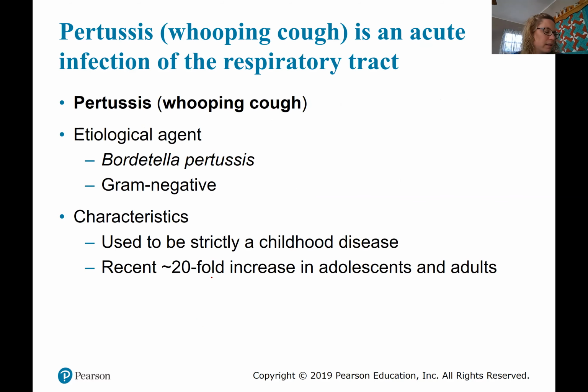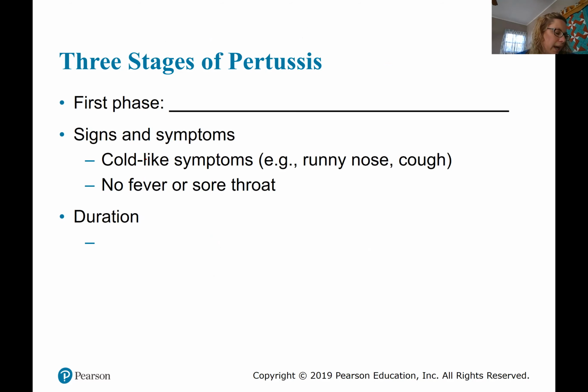Okay, next disease that I wanted to cover, and there's just a couple of them that I'm going to cover, is pertussis, or whooping cough. It's caused by a gram-negative bacteria called Bordetella pertussis. Used to be a childhood disease, and now we're seeing it increase in adults and adolescents or teenagers. And pertussis has 3 stages, okay? It goes through a progression of 3 different stages.